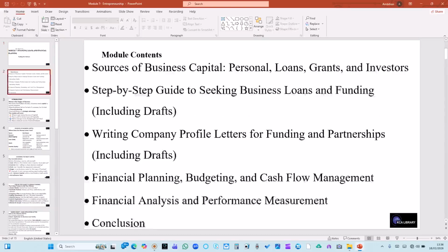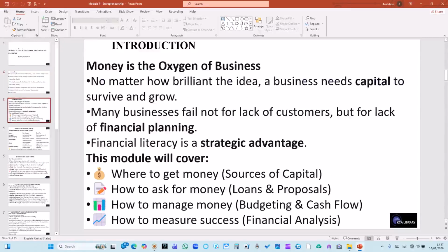The module content includes: 1. We should be looking at sources of business capital like personal funding, loans, grants, and investors. A step-by-step guide to seeking business loans and funding, including the draft. Writing a company profile letter for funding and partnership, including the draft. Financial planning, budgeting, and cash flow management. We will now look at financial analysis and performance measurement before we draw our valid conclusion. Let's begin with the introduction.